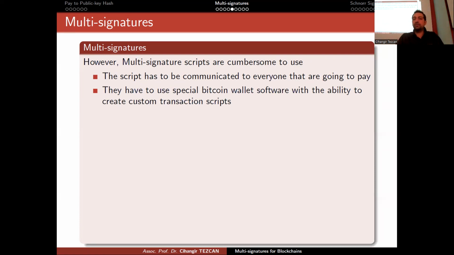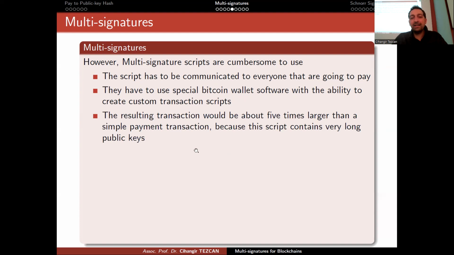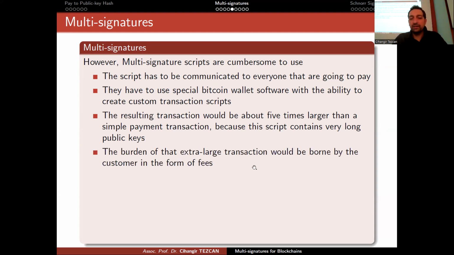So if you just install a basic wallet software, it will only allow you to send money to a simple single wallet address. Here we are actually listing n private keys, public keys, and so on. So in order to support that kind of custom transaction scripts, you need to have an advanced software. This is the second hard part. The resulting transaction would be about 5 times larger than a simple payment transaction because this script contains very long public keys.